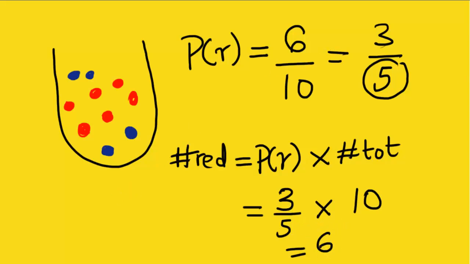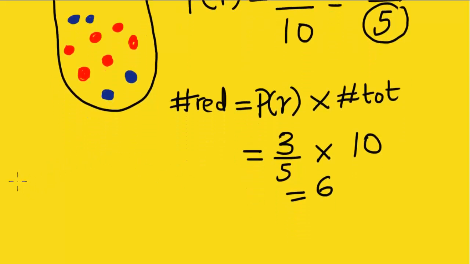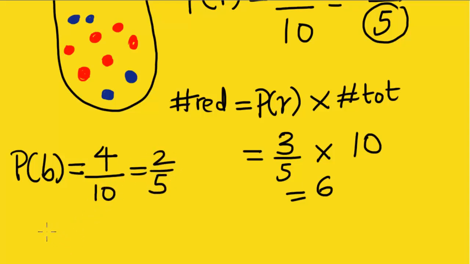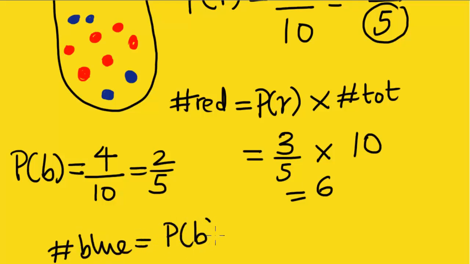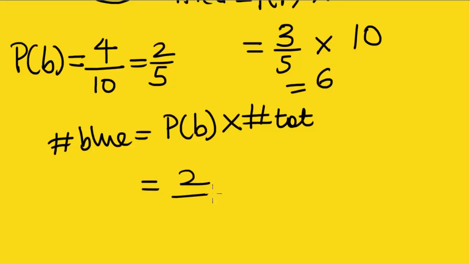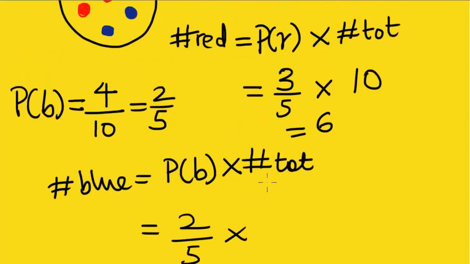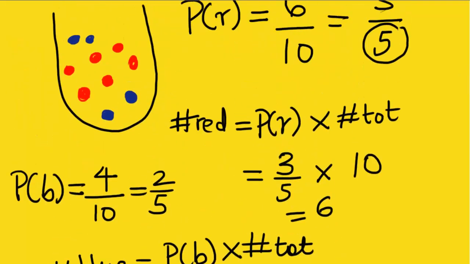Similarly, if you're going to find the probability of picking a blue ball, it is the number of blue balls, 4, divided by the total number of balls, which is 10, which gives you 2/5. And given this information, since you know that out of every 5 balls, 2 are blue, to find the number of blue balls, you multiply the probability of picking a blue ball by the total number of balls. And you will get 2/5 times 10, which is 4. So this means that there are 4 blue balls, which is the case here.